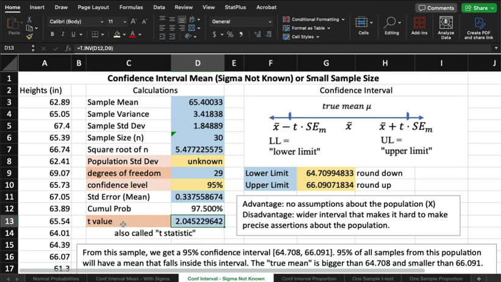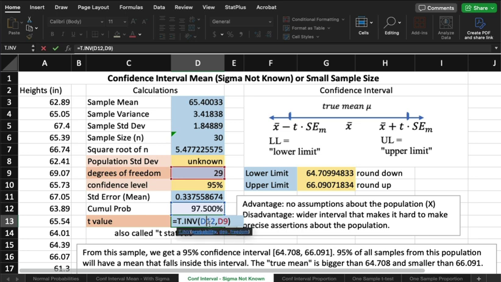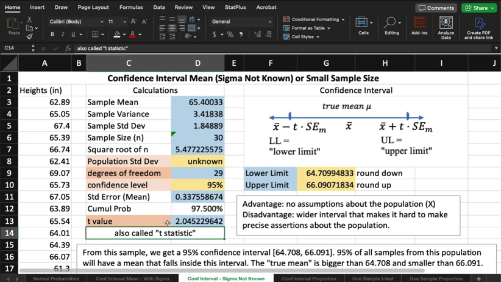So we did get the correct value there. And then the last calculation we need is our actual t-value, t-statistic. So that's in cell D13. Type equals T.INV, parenthesis, and we need two things. We need the cumulative probability in D12, comma, and then our degrees of freedom in D9, and close parenthesis. So our t-value just happens to be roughly 2.045.